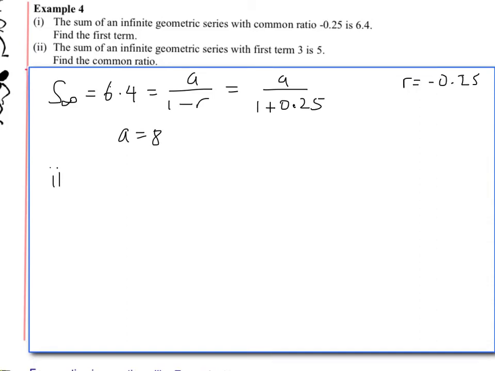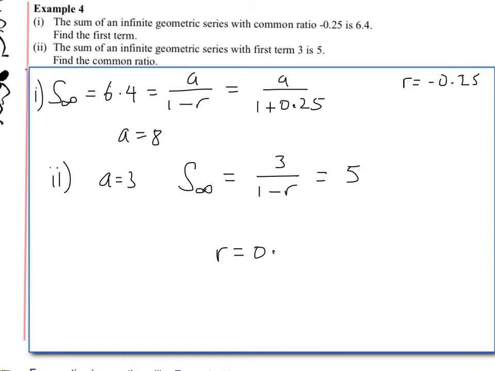The second question, the second part, so let's label those. The sum of an infinite geometric series with the first term 3 is 5, so let's write that down. a equals 3, and the infinite series there equals 3 over 1 - r, and this equals 5, and we're asked to find out what r is. Again, if you rearrange this, pause the video, have a go, then we should be able to get r equals 0.4.